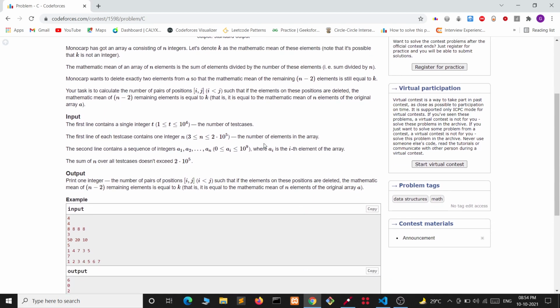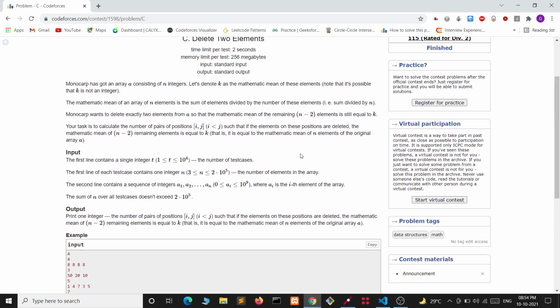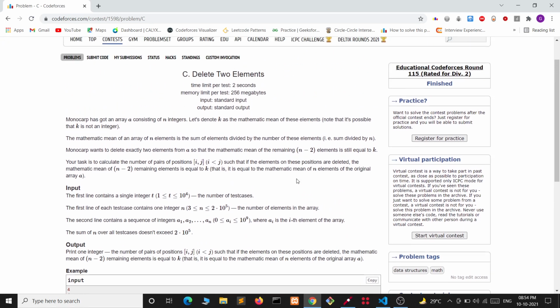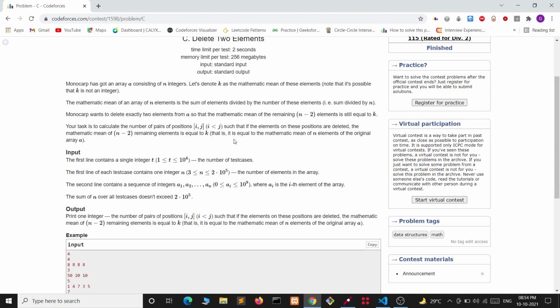In the problem statement, we are given an array of length n. Suppose the average of all of the n elements is equal to k. Then we want to find the number of pairs (i, j) such that i is less than j. If we remove the elements ai and aj, then the average of the remaining n minus 2 elements should be equal to k. We have to find the number of such pairs.